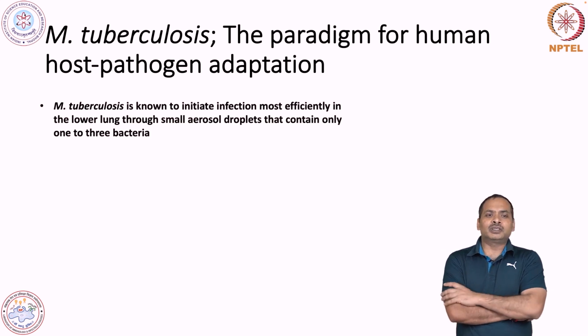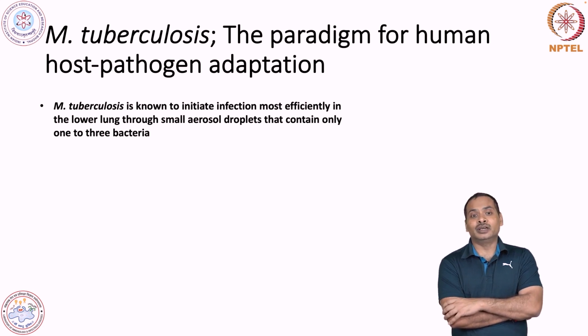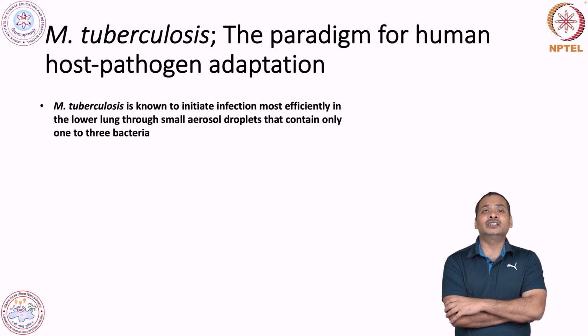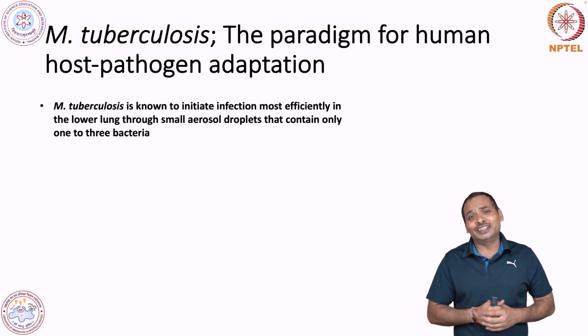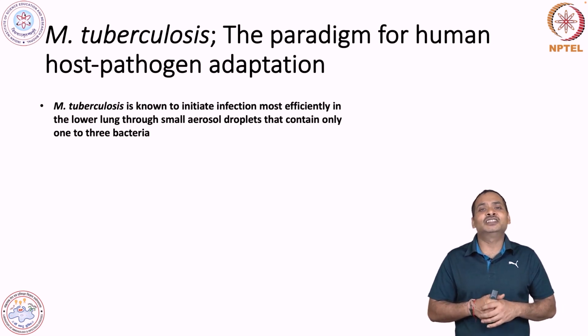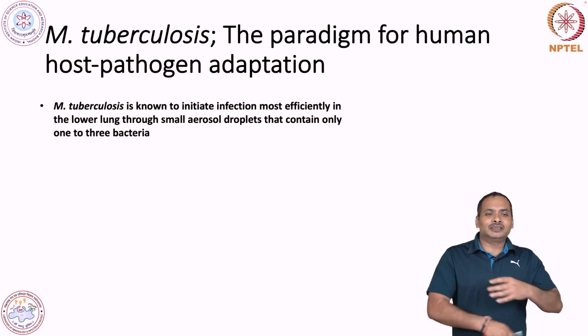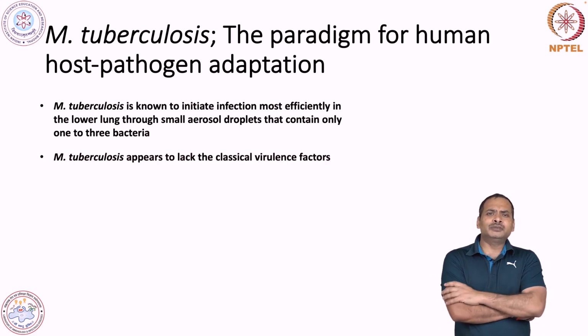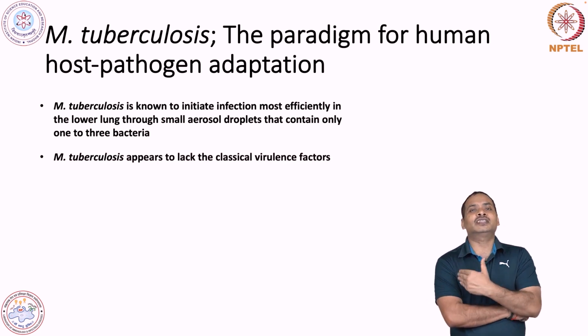Mycobacterium tuberculosis is known to initiate infection most efficiently in the lower lung through a small aerosol droplet that contains only 2 or 3 bacteria. So you can understand that only a few bacteria are sufficient to cause the disease, okay. And Mycobacterium tuberculosis appears to lack the classical virulence factors.